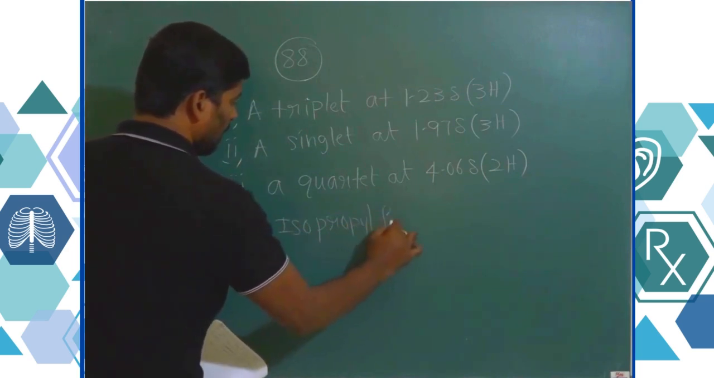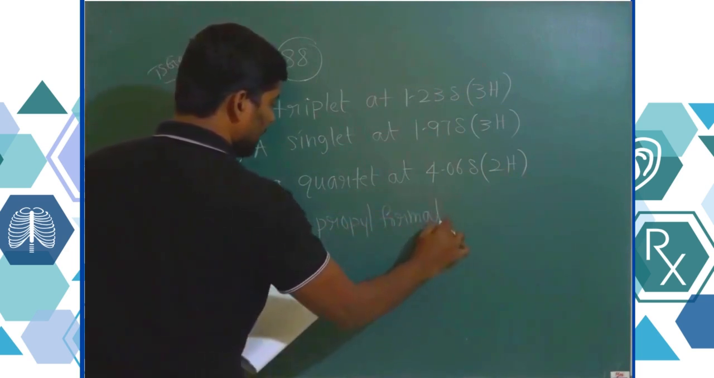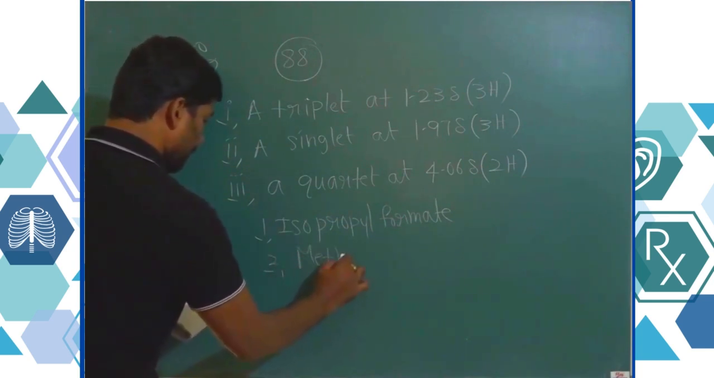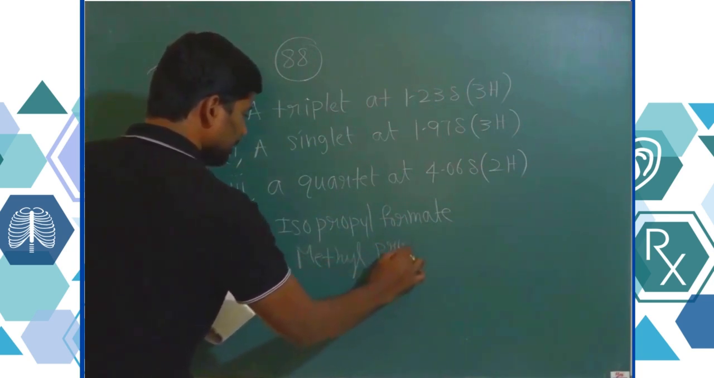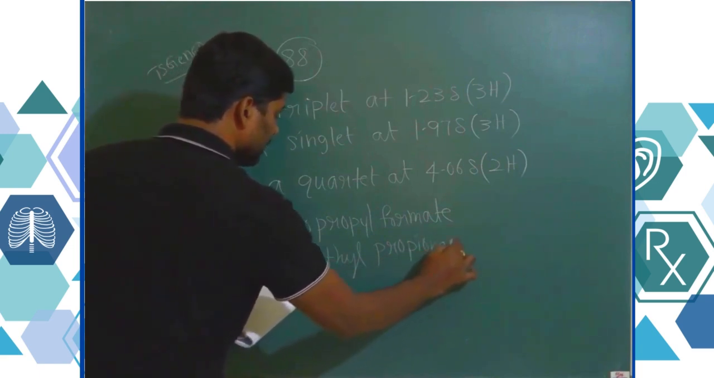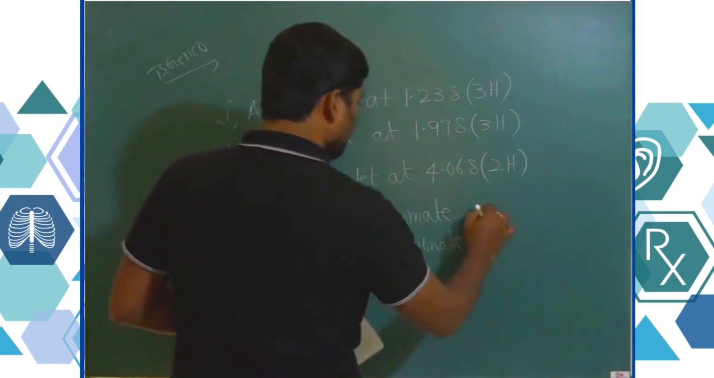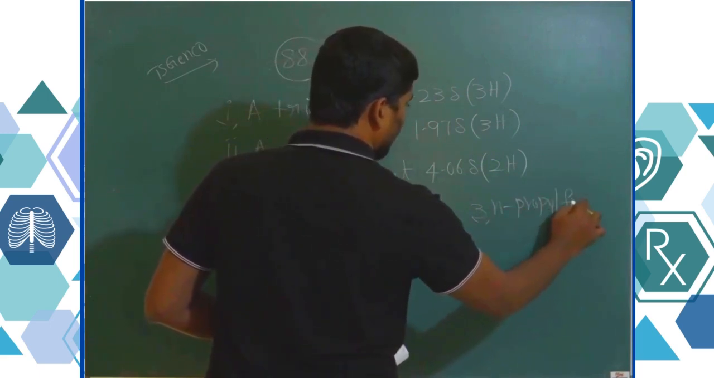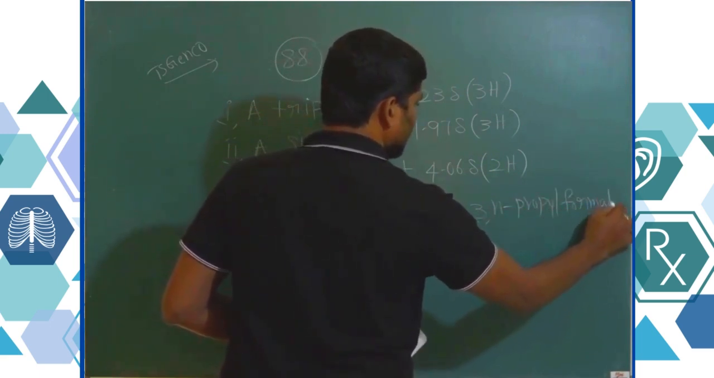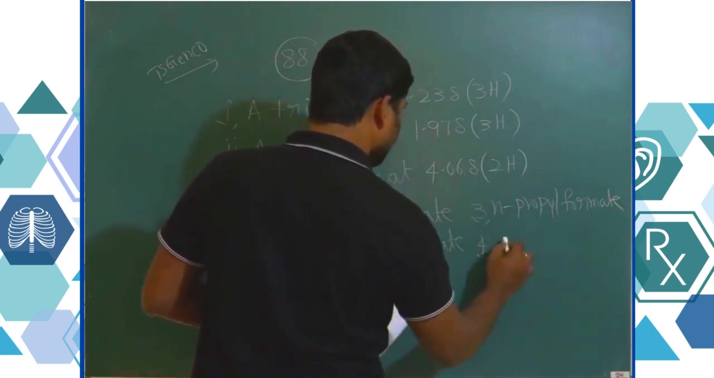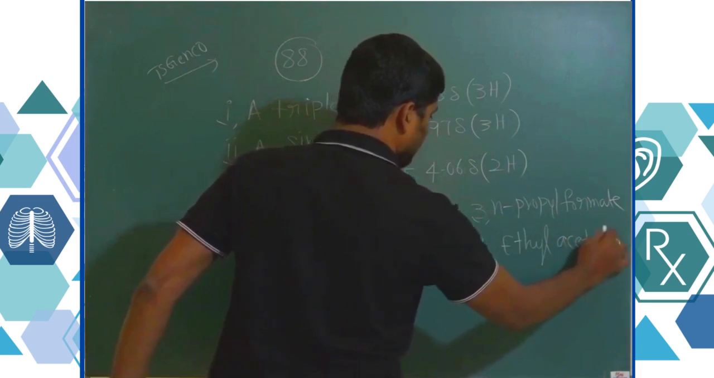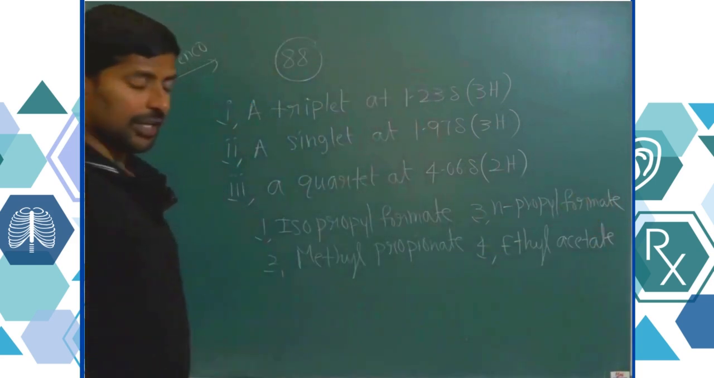The compound is, it is given like this only. Options given: isopropyl formate, methyl propionate, n-propyl formate, and fourth one, ethyl acetate. Okay, once you write all the structures you may check, and I am going to the direct option.